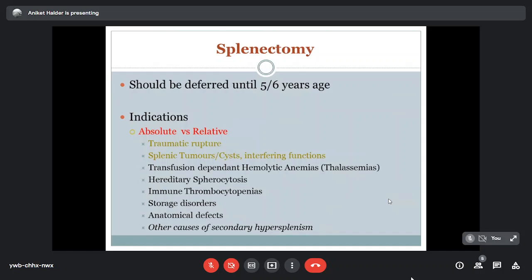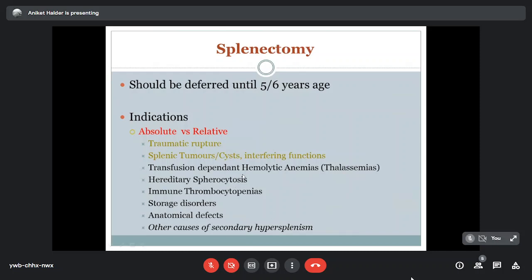different types of infections, more due to the encapsulated organisms, because the immune system and the immune setup of the body is not yet developed like adults. So it should be deferred to prevent the life-threatening infections. The indications should be weighed, whether there are absolute indications or the indications are relative. Absolute indications are the traumatic rupture of the spleen, or the splenic tumors and the cysts which are interfering with the functions. All the rest of the indications are relative.